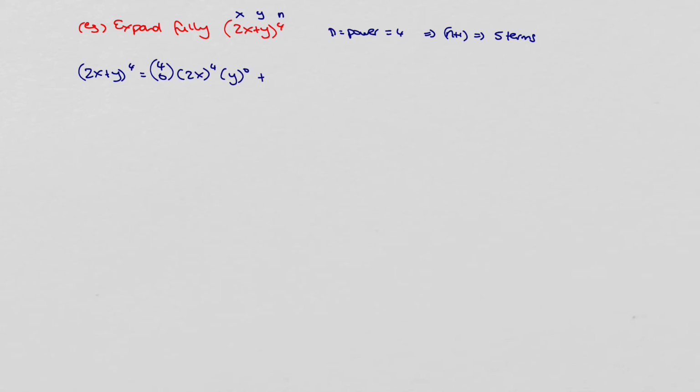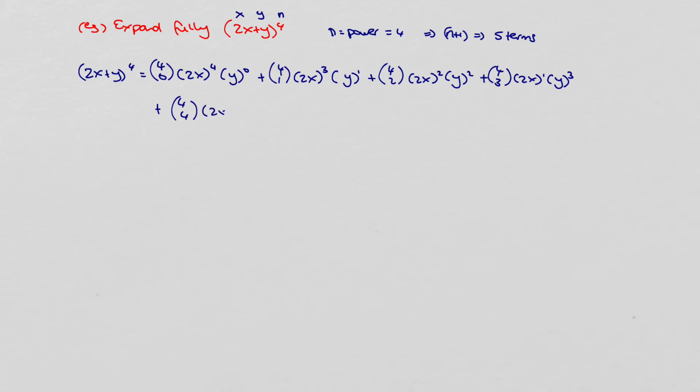So therefore our next one is going to be 4 choose 1, 2x, and we go down by 1, so that's 3. Y increases by 1. 4 choose 2, (2x)^2, y^2. 4 choose 3, (2x)^1, y^3, and I have to go on to the next line. 4 choose 4, (2x)^0, y^4.